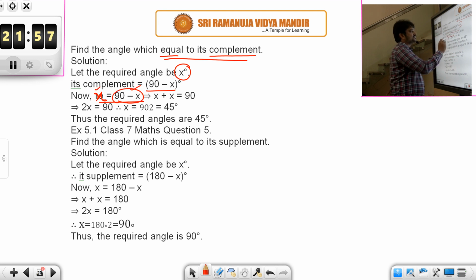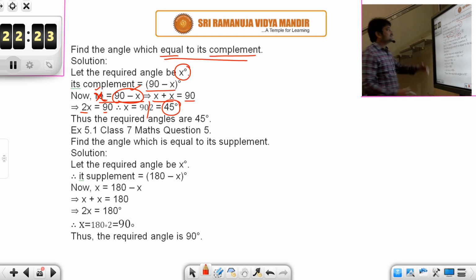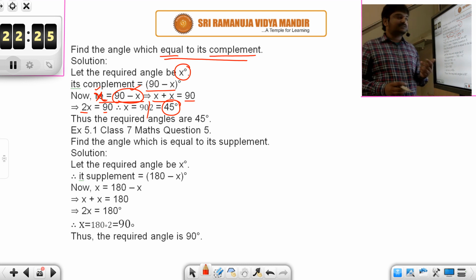So from this equation, adding x on both sides. On the left hand side, you will get x plus x. And on the right hand side, 90 minus x plus x. The x will get cancelled and you will be left with 90. So what is x plus x? It is twice x is equal to 90. Now dividing by 2 on both sides, you could write x is equal to 90 by 2. But what is 90 by 2? 45 degrees. So hence, the required angle is 45 degrees.